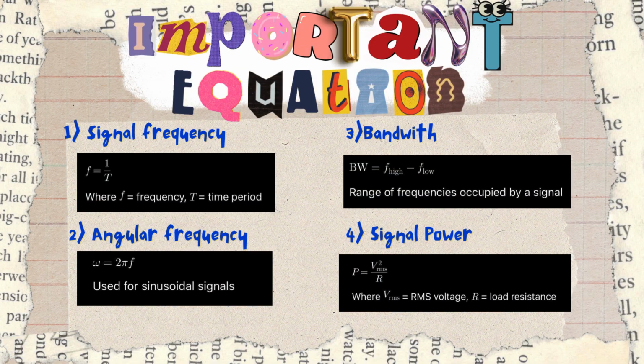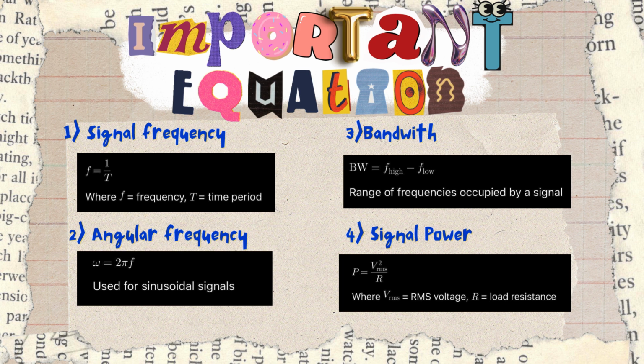Today, I will explain some important formulas that are commonly used in communication systems. These formulas help us understand how signals behave, how power is measured, and how signal quality is evaluated. First is signal frequency. Frequency shows how fast a signal repeats in 1 second. It is calculated using f equals 1 over T, where T is the time period.